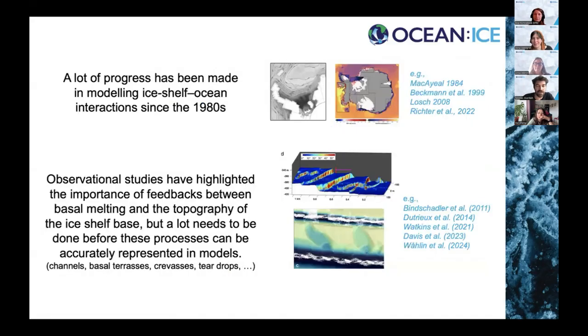Just now to give some context, ice shelf ocean interaction started to be modeled in the 80s, and there has been a lot of progress since then. But now observational studies have highlighted the importance of feedbacks between basal melting and topography of the ice shelf base. For example, basal channels, basal terraces, crevasses, teardrops. The problem is that a lot needs to be done before these processes can be well understood and therefore accurately represented in models. So you will have a few presentations about this aspect today.